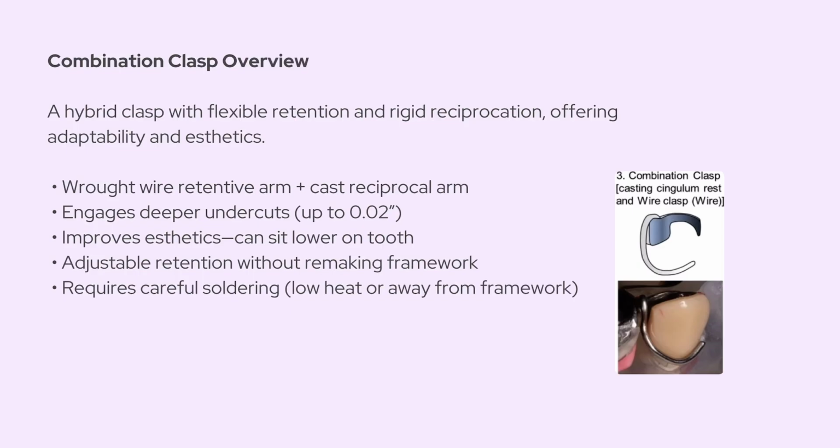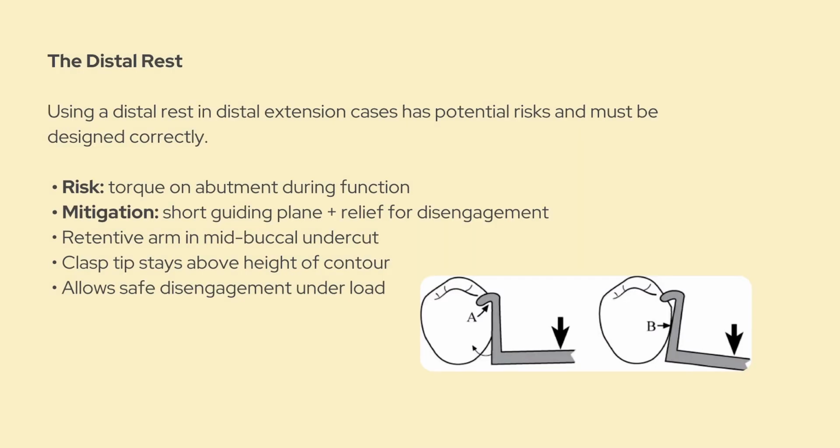And so that leads us right into the combination clasp. This one's sort of a hybrid, right? It uses a wrought wire retentive arm with a cast reciprocal arm. The round wire is flexible and can engage deeper undercuts up to 0.02 inches, which means it can sit lower on the tooth, improving aesthetics. And because it's more adaptable than a cast arm, it's great when you want to adjust retention without remaking the whole framework. But it's really important to handle it carefully during fabrication. If it's overheated during soldering, the wire can lose its flexibility. So we usually solder it away from the framework or use low fusing alloys.